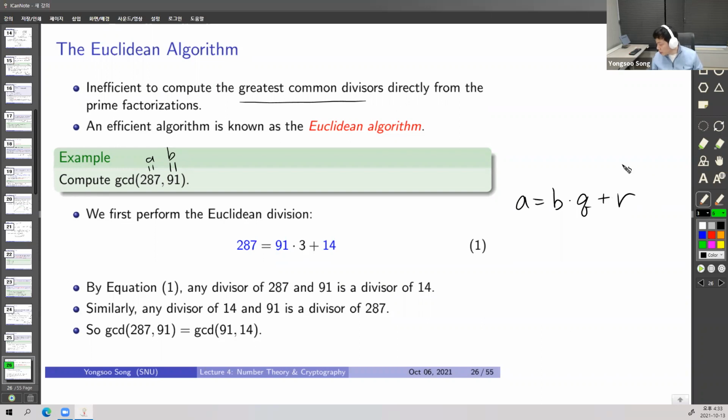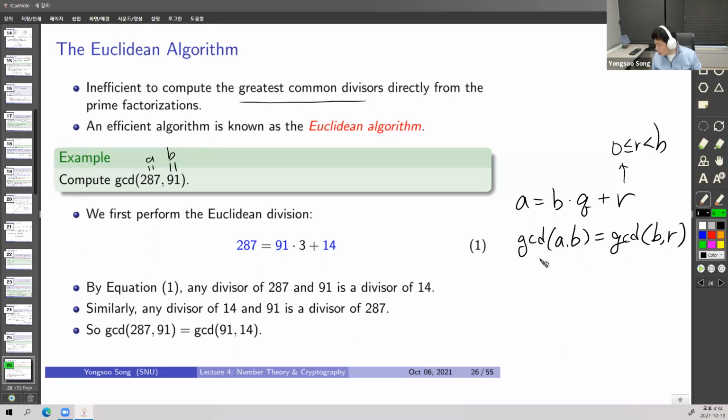This R is an integer between 0 and B. And there's an interesting property here: GCD of A and B is equal to GCD of B and R. Oh, sorry, this is not A, this is less than B. So we are dividing A by B, so the remainder has to be less than B.